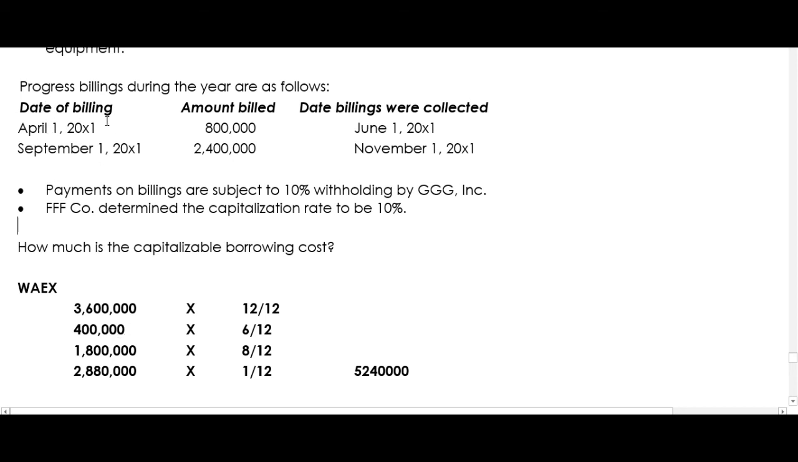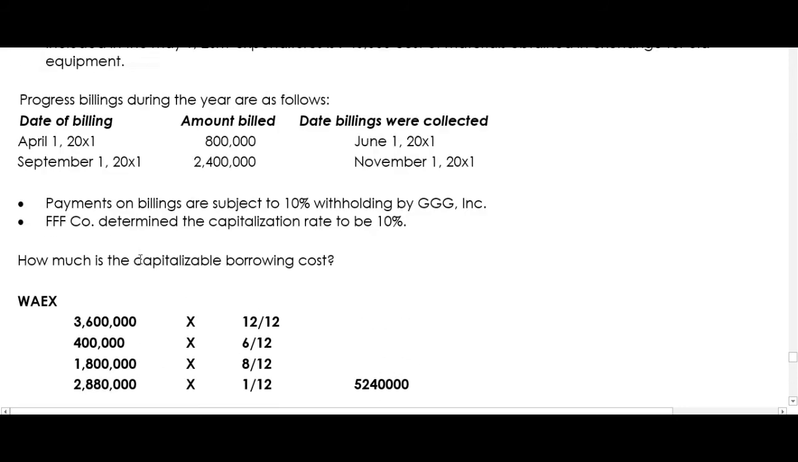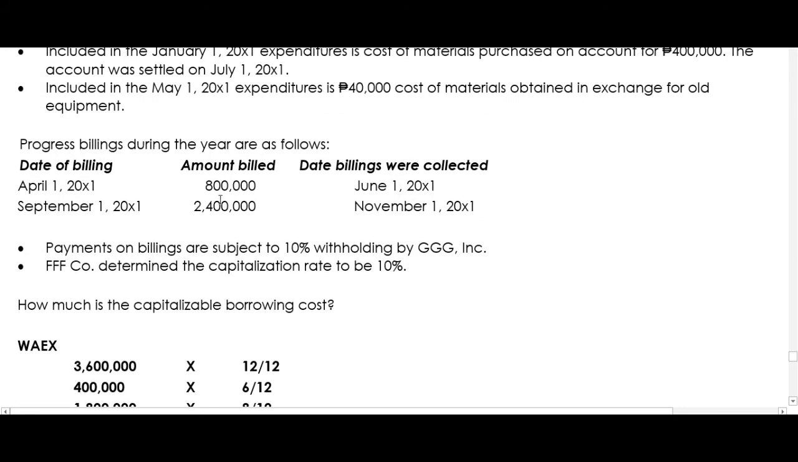So itong April 1 na billing amounting to 800,000 was only received nung June, okay, with a 10% withholding. So ibig sabihin, binil natin yung customer ng 800,000 nung April, nakolekta lang natin siya nung June, at hindi pa mismong 800 yung nakolekta mo. Ang nakolekta mo lang ay 90% niyan. Kaya ang lalabas ito 720, or basically 90% nung 800,000 times kailan mo na receive, June, di ba?